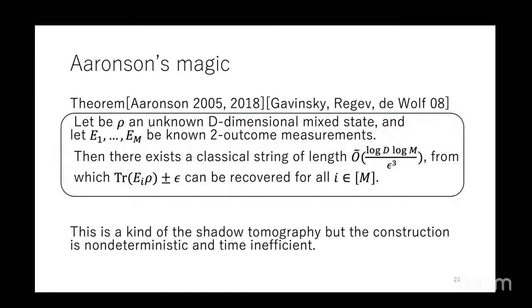And for the two-way LCC model, we exploit some property related to shadow tomography. Sorry, due to the time constraint, let me skip some details. But for proving some lower bound against some restricted type of two-way LCC measurement, we exploit Aaronson's idea related to shadow tomography.